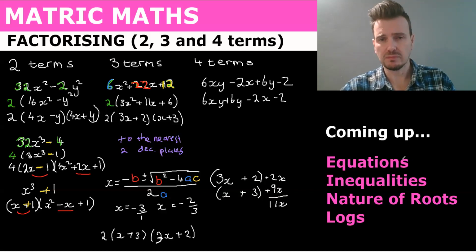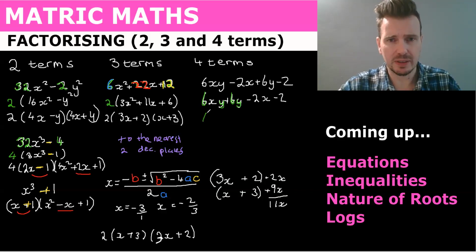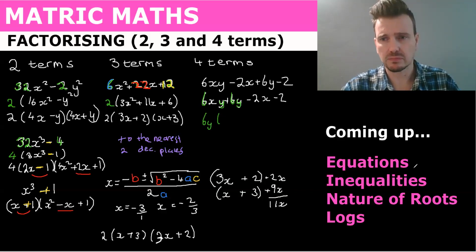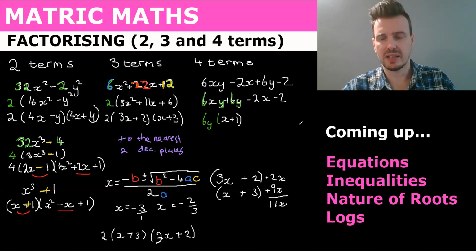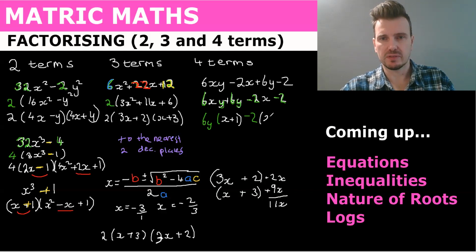Then I take out a 6y because I see that there's a 6y in both of them. And I get x plus 1. Okay, and here I take out a minus 2. See there's a minus 2 there. And I get, careful, you have to say plus 1 because I'm taking negative 2 out of both. So this negative becomes a positive as well.